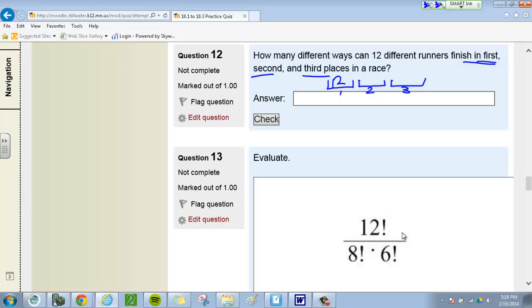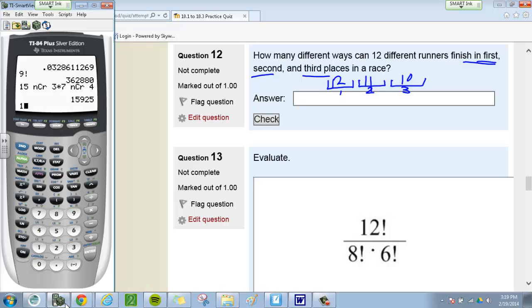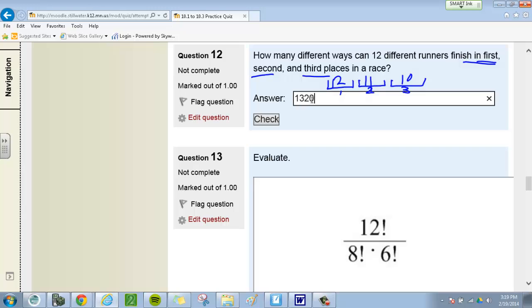So you gave somebody the first place prize. How many options do you have for second place? 11. And now for third place, how many options do you have? 10. So we have 12 times 10 times 11. Let's just do that one quick. I don't want to make a silly mistake. 12 times 10 times 11 is 1320. Let's put that in. Yes, 1320.